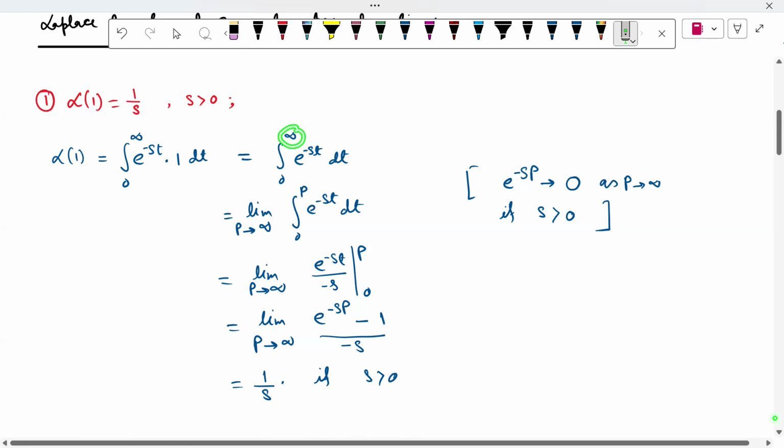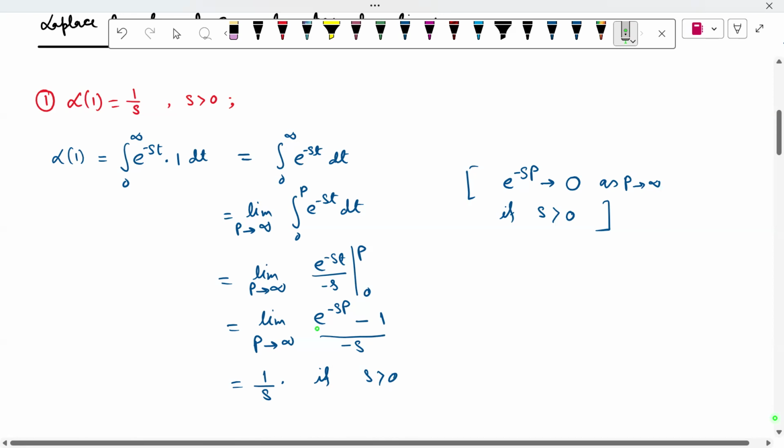So we change this infinity to p and take the limit as p tends to infinity. This is the way we solve improper integrals. So the integral from 0 to p of e to the power minus st dt. Now integrate it. This becomes e to the power minus st by minus s, with limits 0 to p. So limit p tends to infinity: put the value of p, e to the power minus sp, and if you put 0, this value becomes 1, since e to the power 0 is 1, anything to the power 0 is equal to 1. So (e to the minus sp minus 1) by minus s.